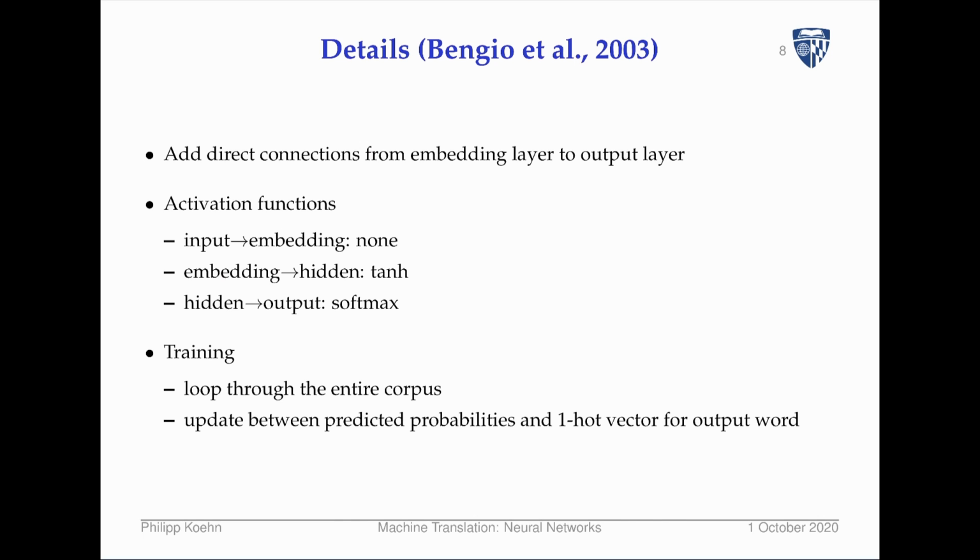Then from the embedding to the hidden layer, we have the tanh. That's just a slightly different variant of the sigmoid function. And then from the hidden to the output, we use softmax because we want to predict the probability distribution. So we can train this by looping through the entire corpus. So this is really one of the most straightforward applications of taking an n-gram language model and translating it into the world of neural prediction.